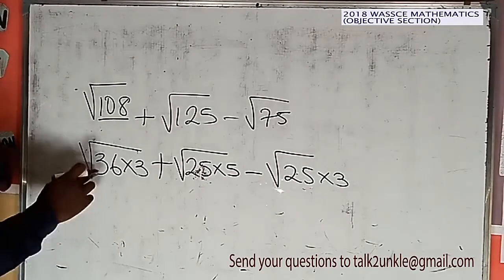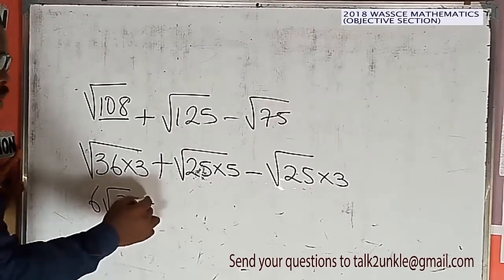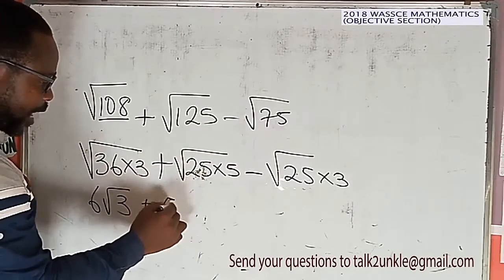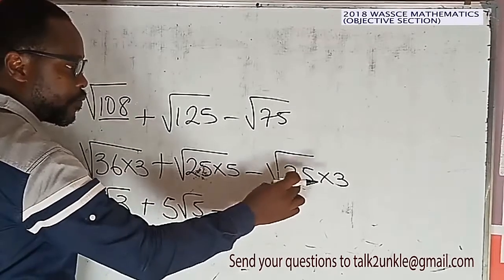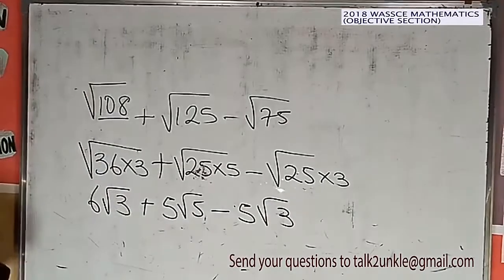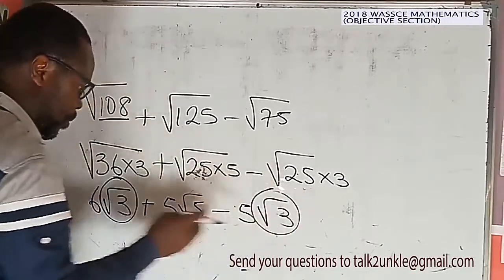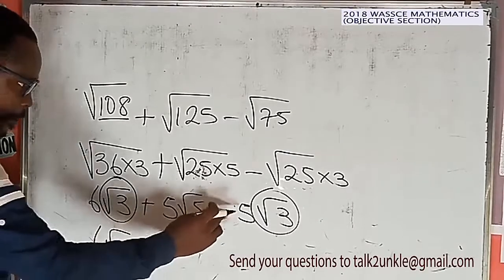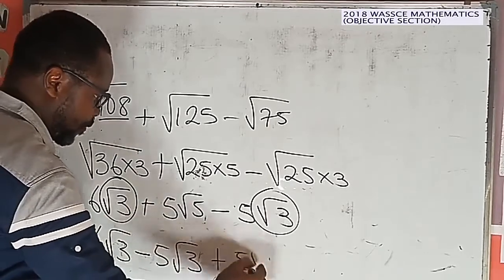So in that case, the square root of 36 gives me 6 root 3, plus the square root of 25, which is 5 root 5, minus the square root of 25, which is 5 root 3. Now I'm collecting like terms. We have root 3 here and root 3 here, so I'm collecting these. So I have 6 root 3 minus 5 root 3 plus 5 root 5.